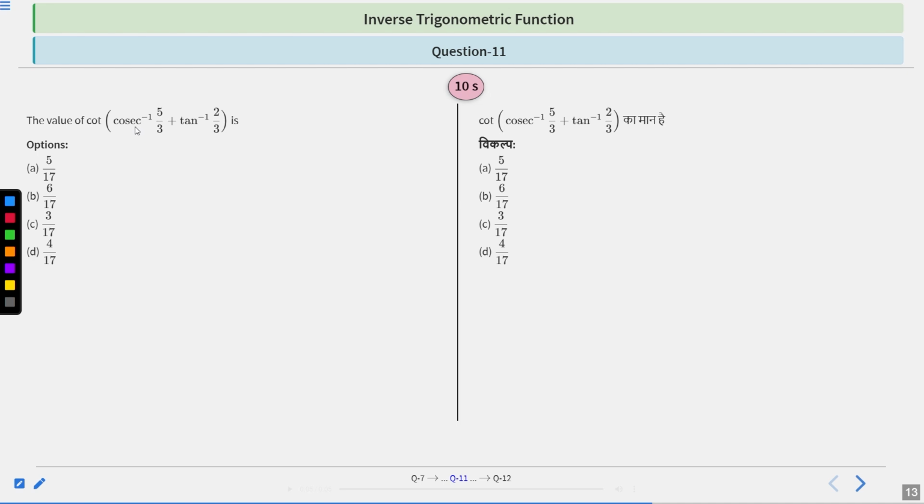The cosec inverse 5 by 3 we can write in terms of cot inverse, right? Or first we can try to convert the inner portion of the bracket in terms of tan inverse, and after that we can take the reciprocal. In this way you can try to approach this question. You have 10 seconds to solve or think about this question. After 10 seconds we will discuss the solution.